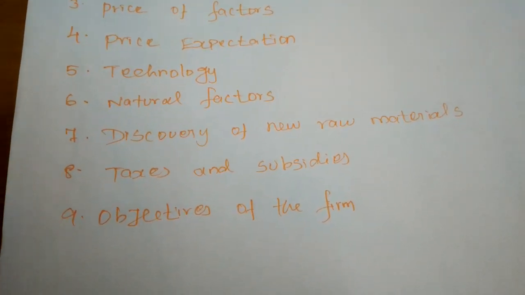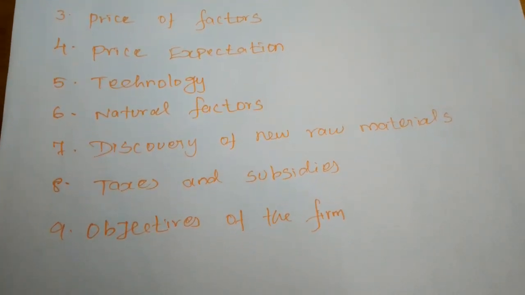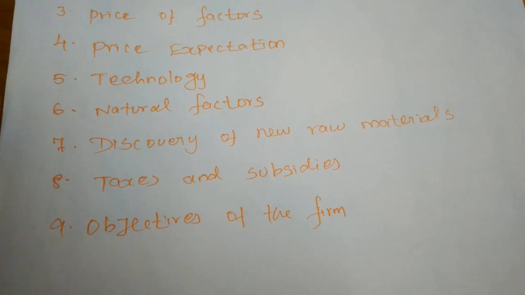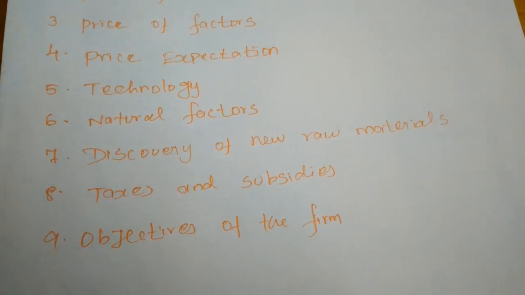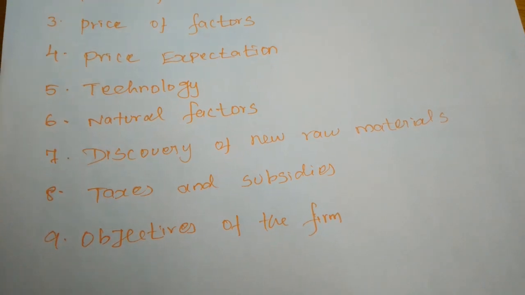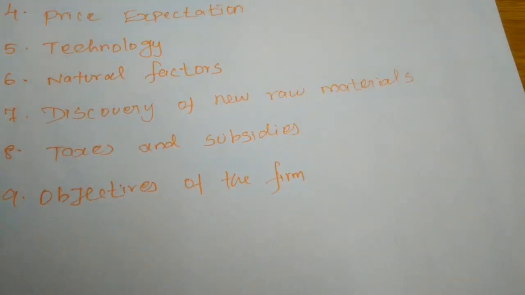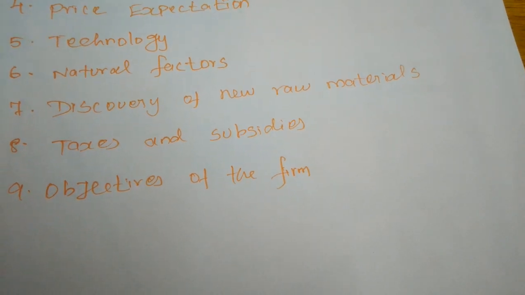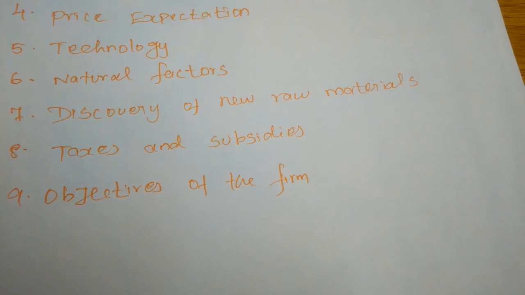Next, technology. When new technologies are introduced, the supply of commodities may increase. Next, natural factors. The natural factors are among the most important factors affecting the supply of commodities, mostly in the agricultural sector. Next, discovery of new raw materials. If any new raw materials come to the market, the producers will use the new raw materials and produce more commodities.